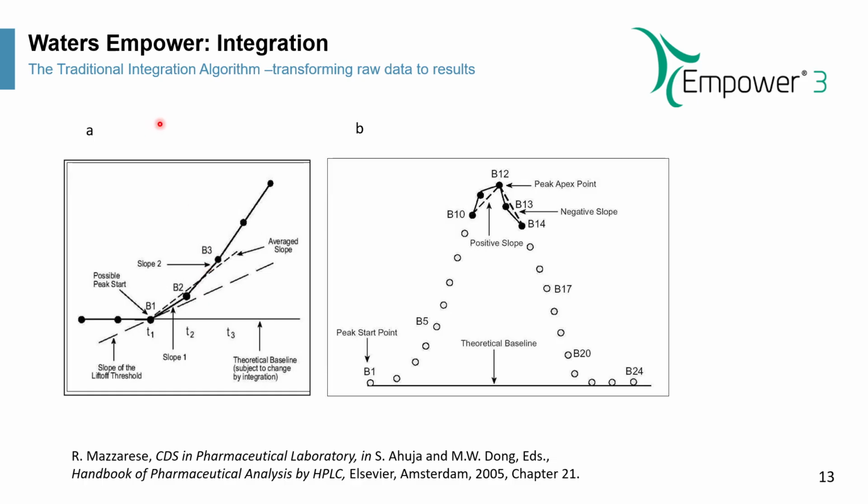Here we illustrate the integration algorithm called the traditional integration algorithm. Typically, in a traditional format, the way the CDS looks at a peak and transforms raw data into peak data is by looking at the baseline. When there's no peak emerging from the detector or flow cell, you have a flat baseline.